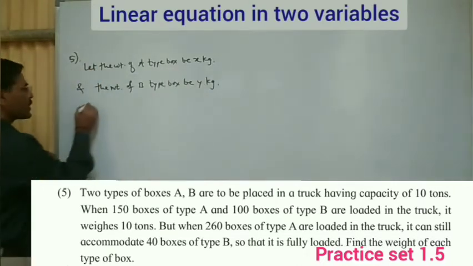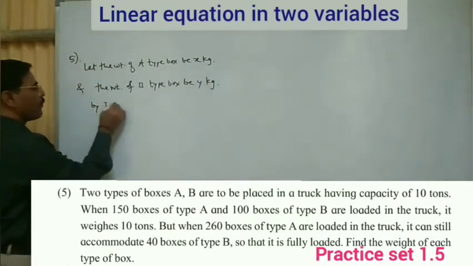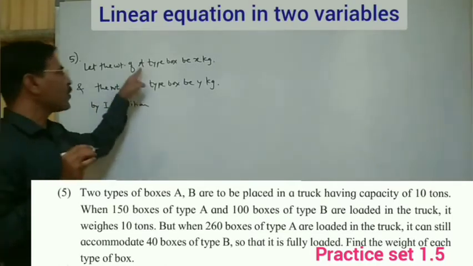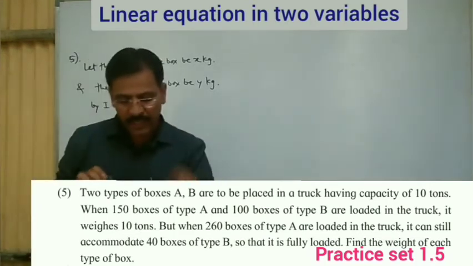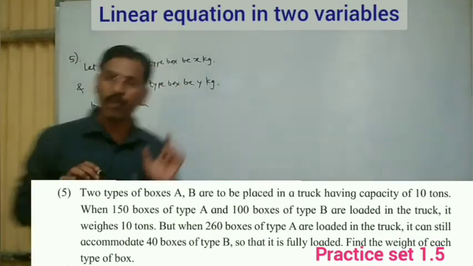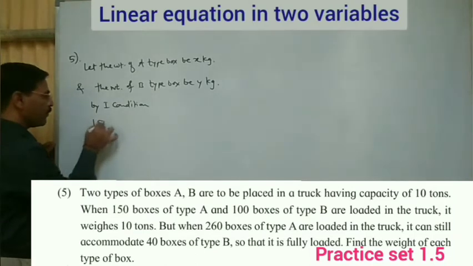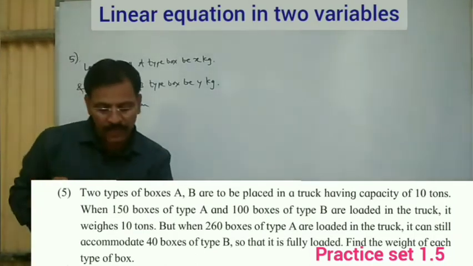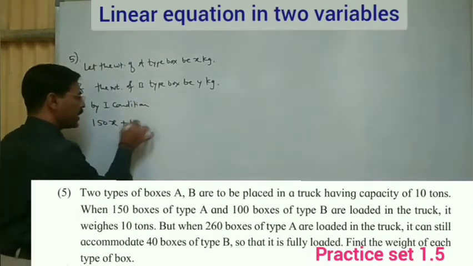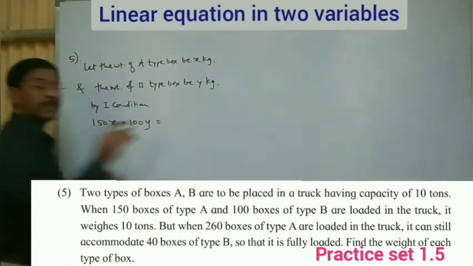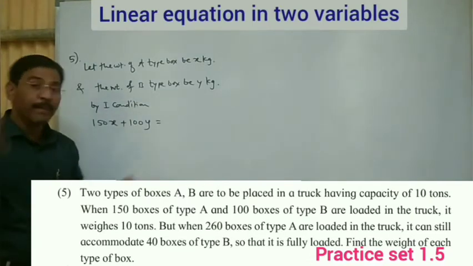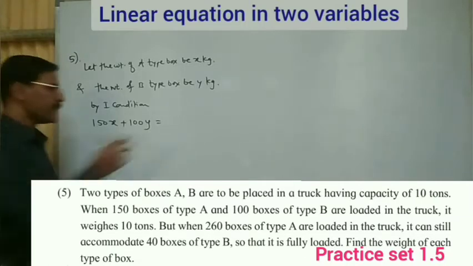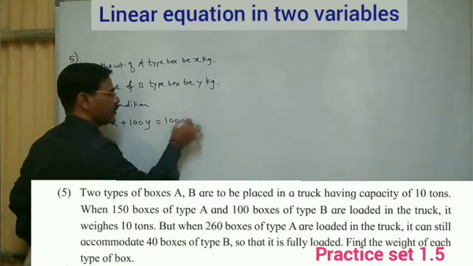What is our first condition? In the first condition, how many boxes of type A? That is 150 boxes. Means 150x plus how many boxes of type B? 100 boxes. Means 100y. Then the truck will be completely loaded. What is the capacity of that truck? 10 tons. Means 10 into 1000, that is 10,000. So take care of the number of zeros.